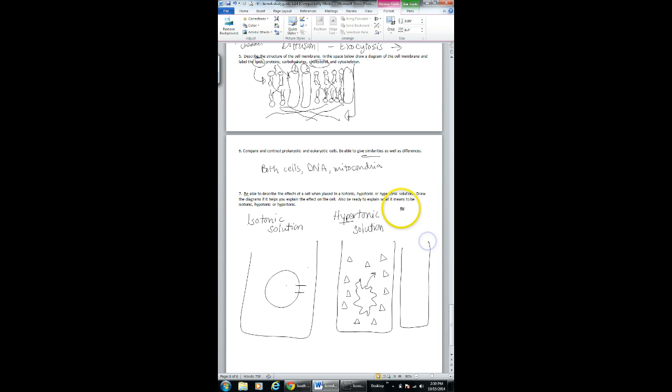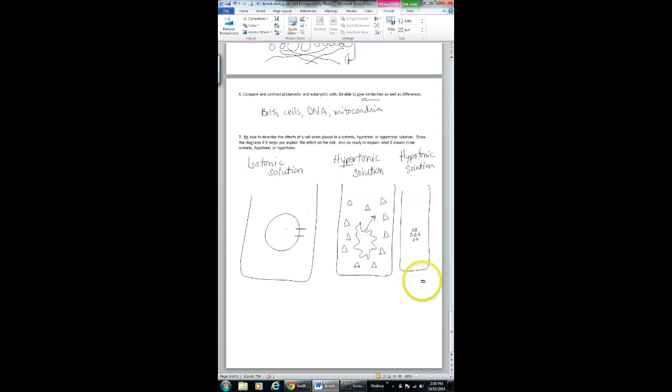And then the last one, hypotonic solution, means that there's lots of solutes on the inside of the cell, and so water goes into the cell and makes it really big in comparison to what it started with. Maybe it started out being small. Once all the water moves in, it gets larger.